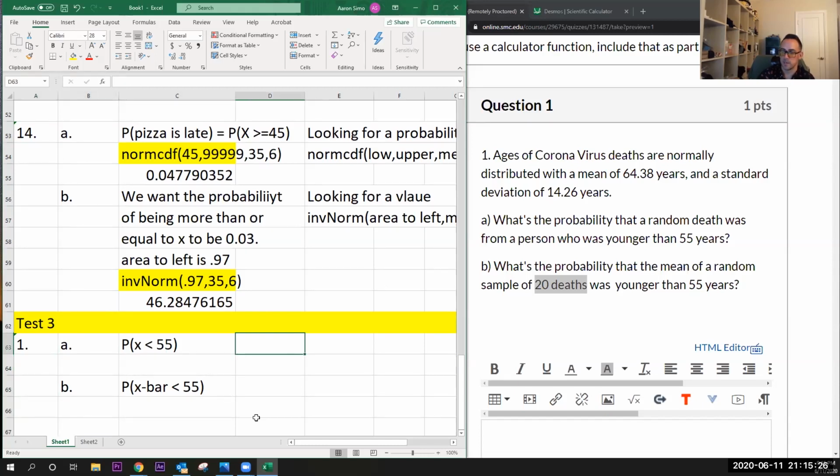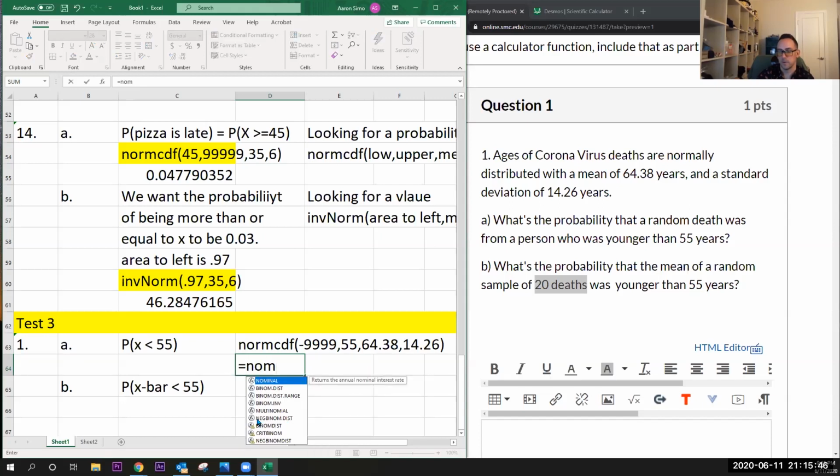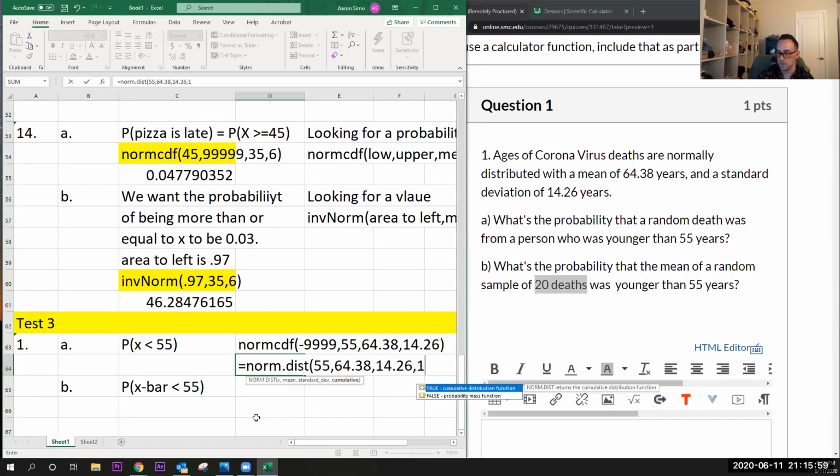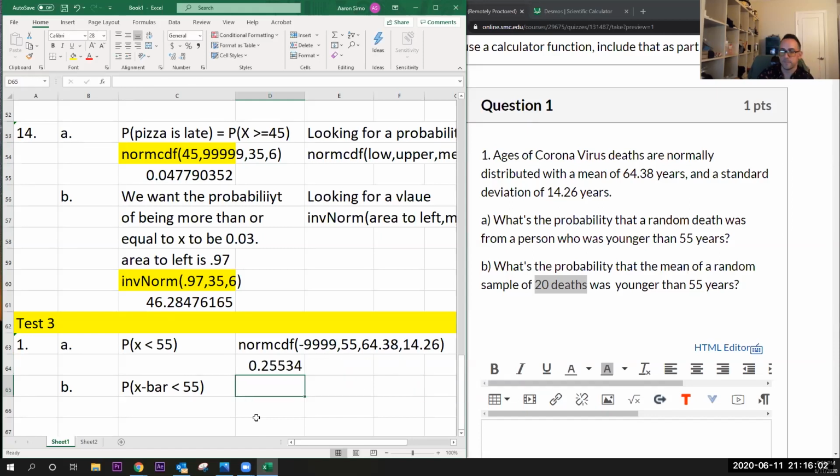So for this, I'm just going to say norm CDF, just straight up. Negative 99999, comma 55, comma, mean and standard deviation 64.38, 14.26, right? That's it. If you guys want to plug it in, we can do it. Did you guys get that?